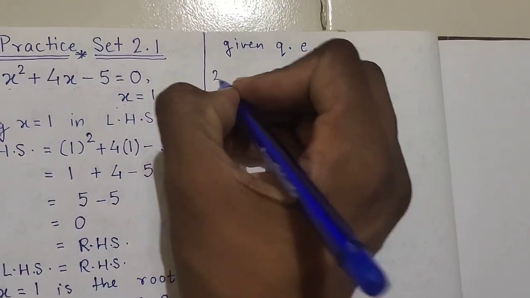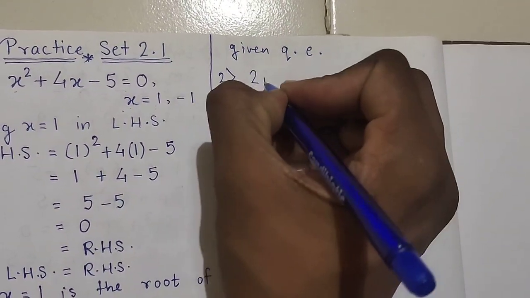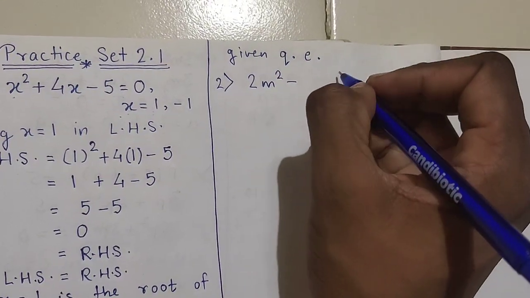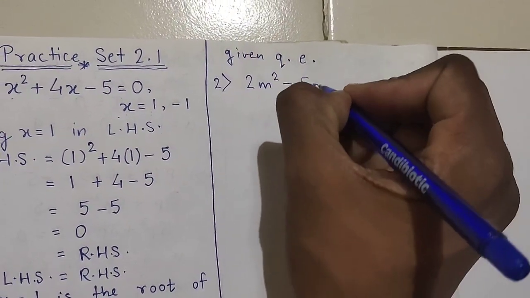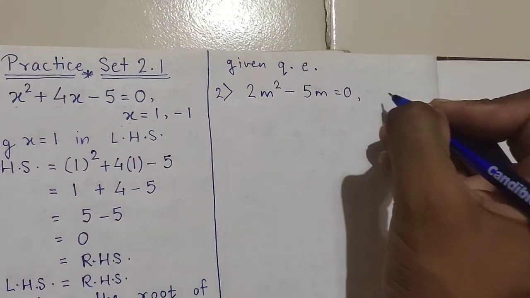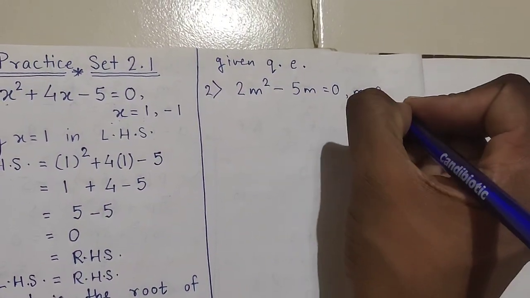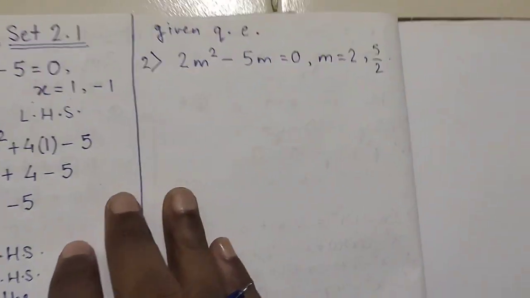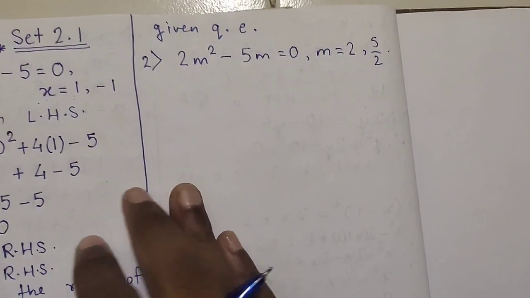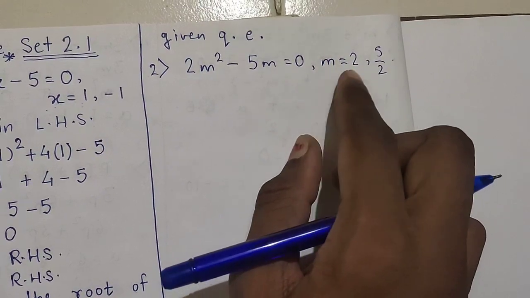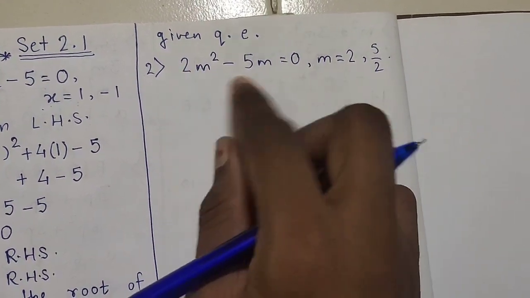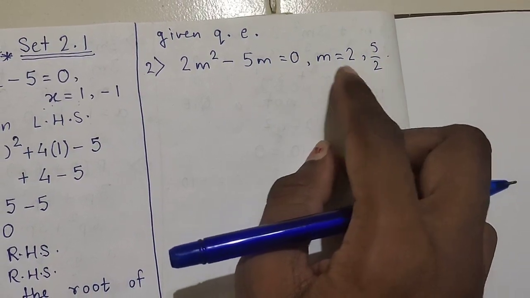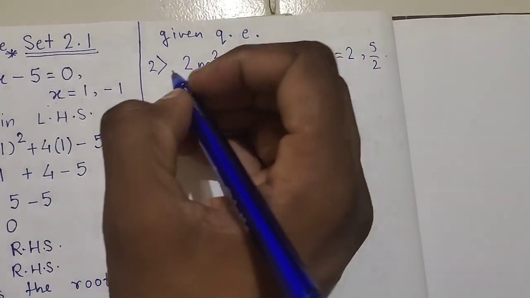Okay, so let me write the question first. 2m square minus 5m is equal to 0, and the values of m are 2 and 5 upon 2. Okay, so let us see how to solve this. First, we are going to put m is equal to 2 in LHS, and then we are going to put m is equal to 5 upon 2. So first let us put m equal to 2.